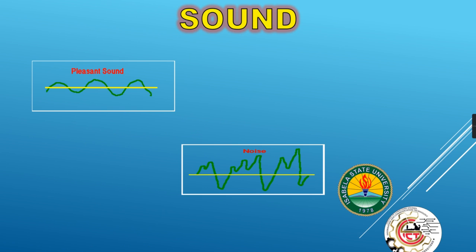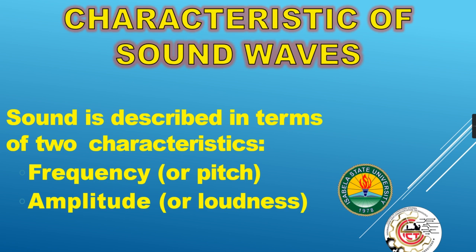We have pleasant sound and noise. So, what is pleasant sound and noise? A pleasant sound has a regular wave pattern. The pattern is repeated over and over, but the waves of noise are irregular. They do not have a repeated pattern. Example of pleasant sound: sound of musical instruments. Example of unpleasant sound: sound of horns or bass.